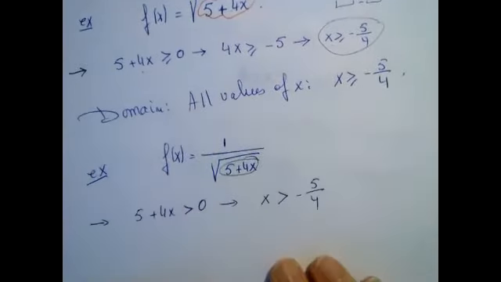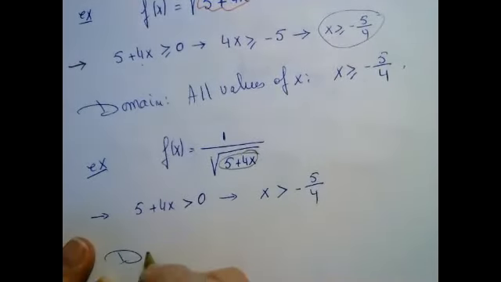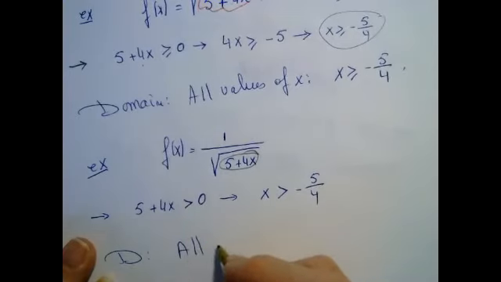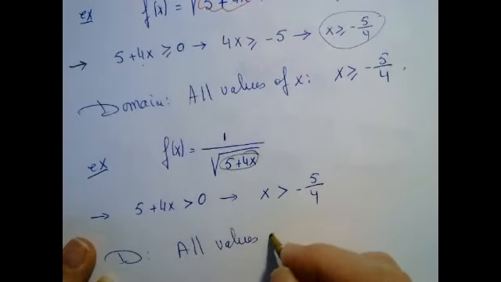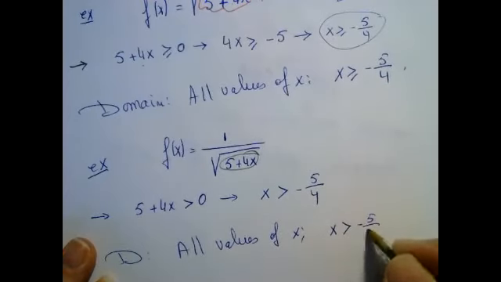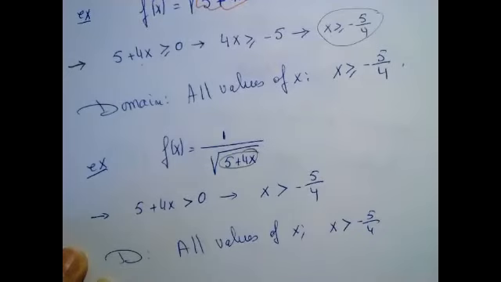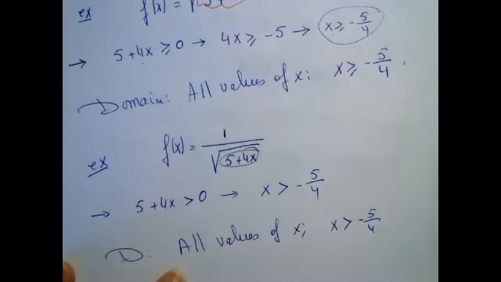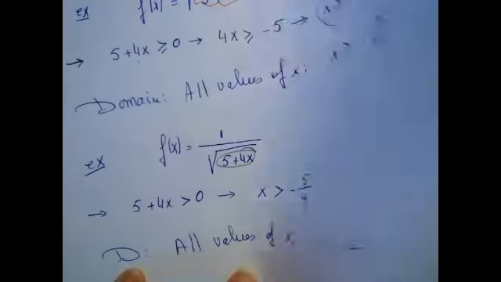It means -5/4 will not be allowed. And then now my domain would be all values of x where x is strictly greater than -5/4. And that would be my domain. Right? Now my last question is the following before we move to the range. Find the domain of the following function.